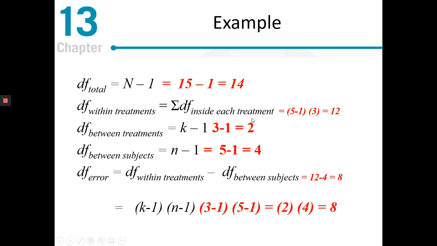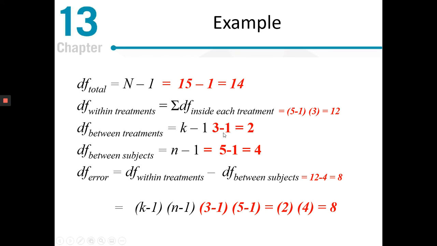The within treatments degrees of freedom: inside each of the treatments, we have 5 people. We have 5 measures of the placebo, 5 measures in the low, and 5 measures in the high dose. So in each treatment, we have a degrees of freedom of 5 minus 1, which is 4. 4 times 3 treatment levels is 12. So 4 in placebo, 4 in low, and 4 in high. 4 plus 4 plus 4 is 12.